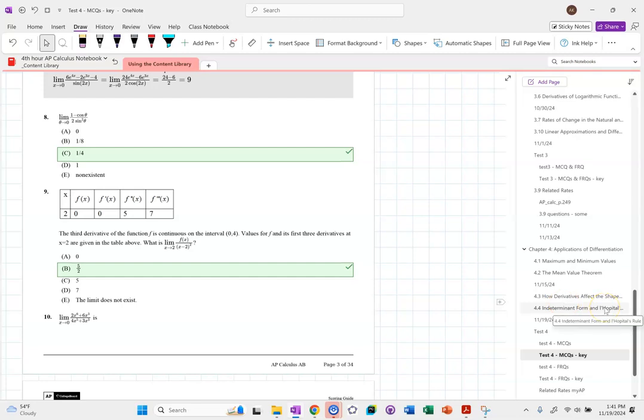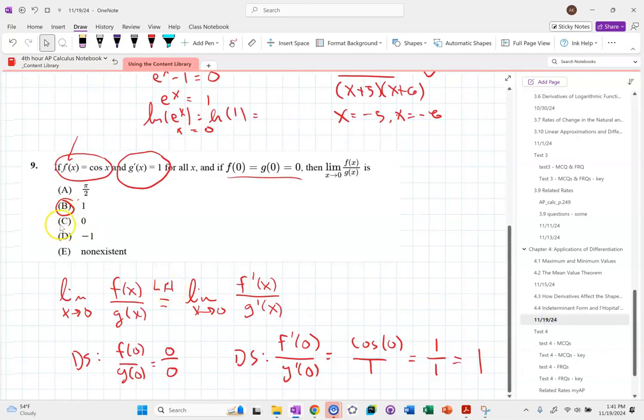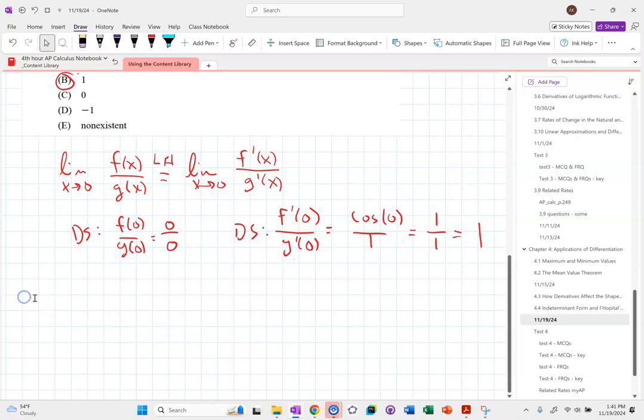If it was f, then we do the derivative of cosine, which is negative sine, and then plug 0 in, which would be 0. But then it would be 0 over 1, so it'd be 0, but whatever. You guys get the idea of how to do it, which is the important part, right?